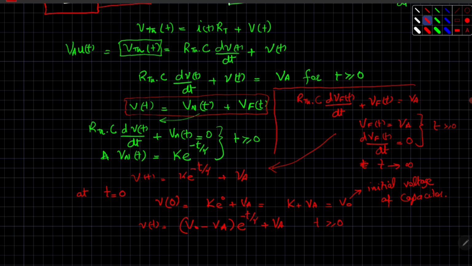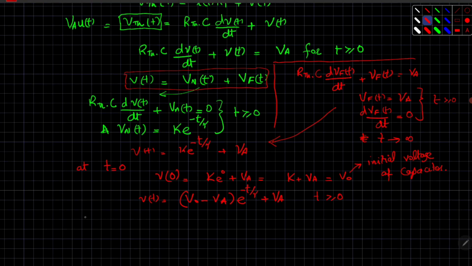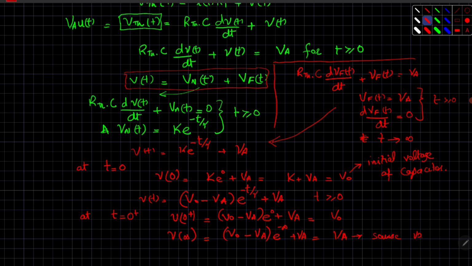So let's conclude our lecture. At time t equals 0 plus, just after switching, we have v naught minus va times e raised to power 0, plus va. This way va will be cancelled out by va, so we are left with v naught. And v at infinity, meaning at steady state, is v naught minus va times e raised to power minus infinity, and this whole factor will become 0, plus va, that will be equal to va. It means your capacitor is fully charged, and this will be equal to your source voltage.